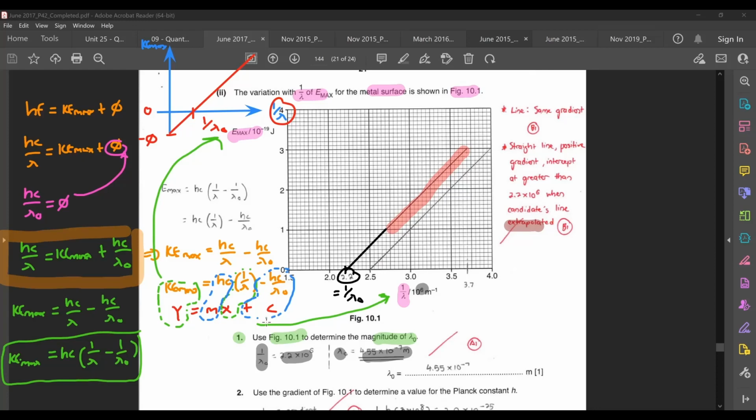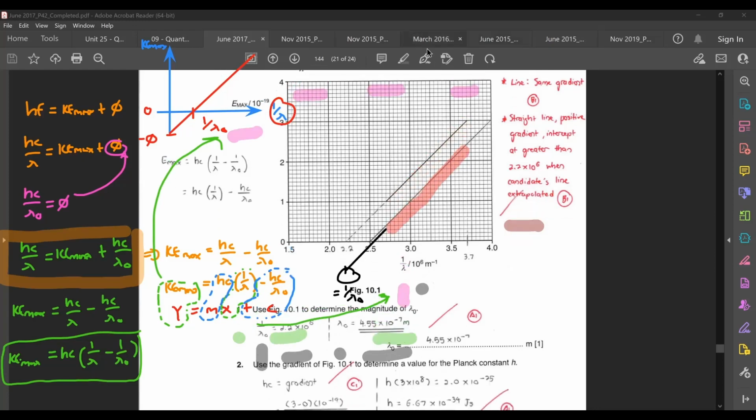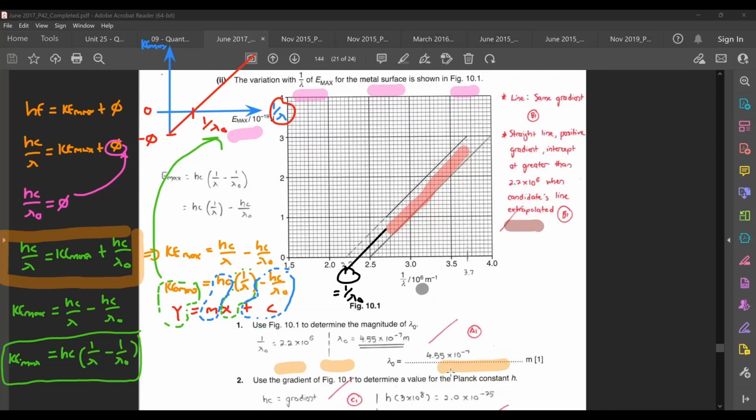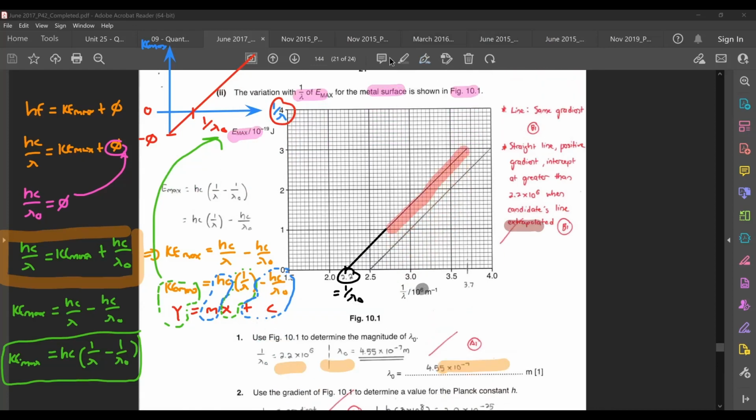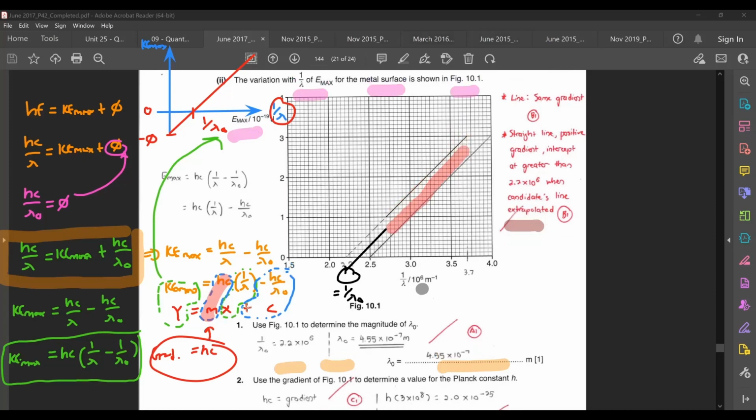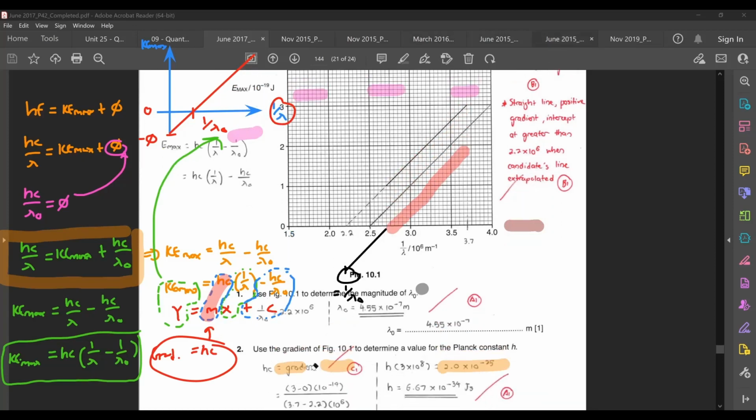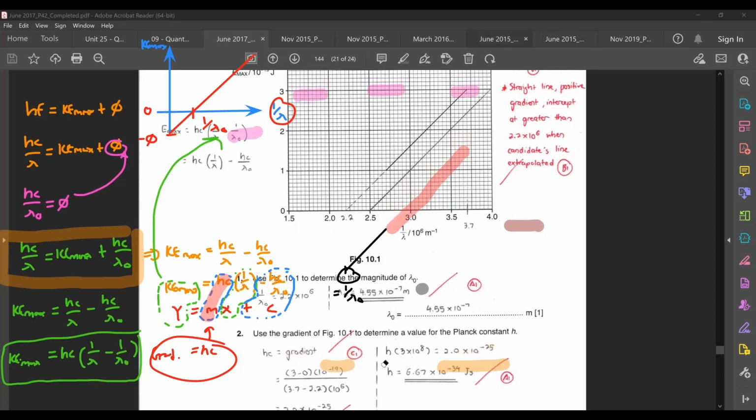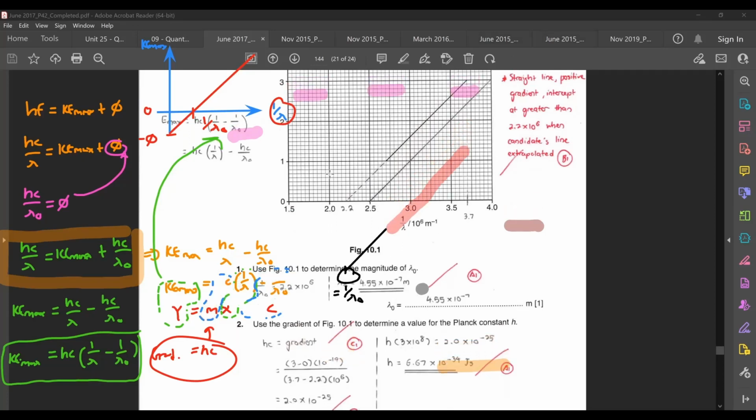Okay, then next part. Let me clear this off because it's in the way. For the next part, use the gradient of the figure to determine a value for the Planck constant h. Based on what we've just done earlier, you already know that your gradient is going to be hc, based on this alone. So hc is equal to your gradient. Just pick any 2 points on your graph and find out the gradient.